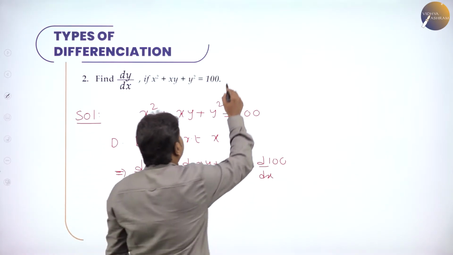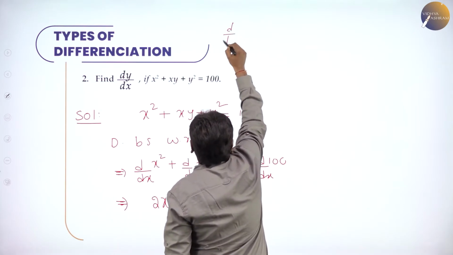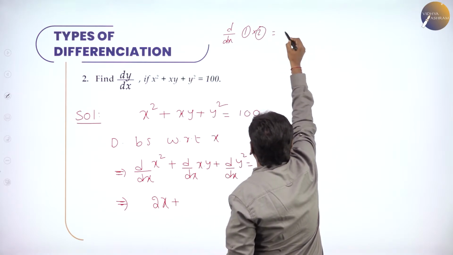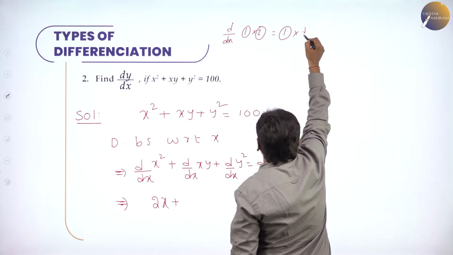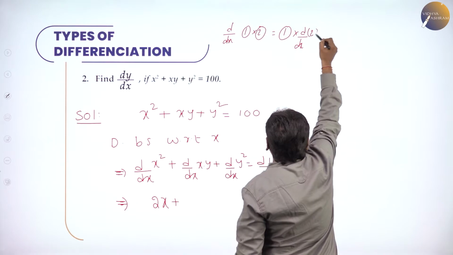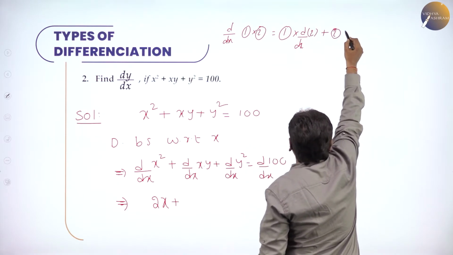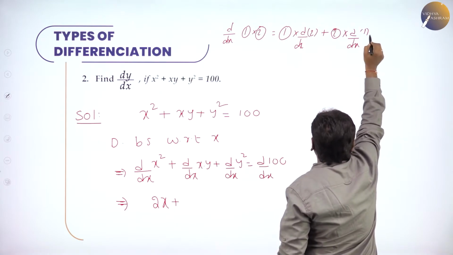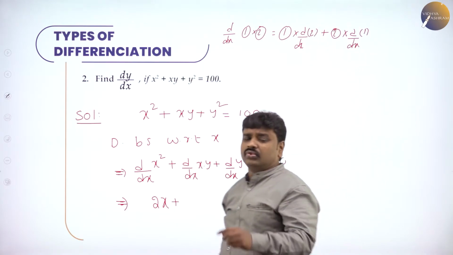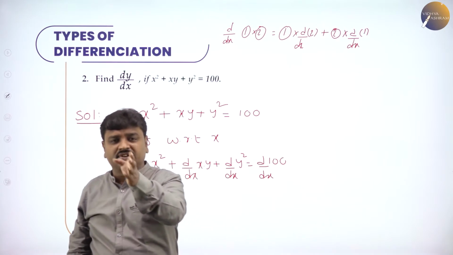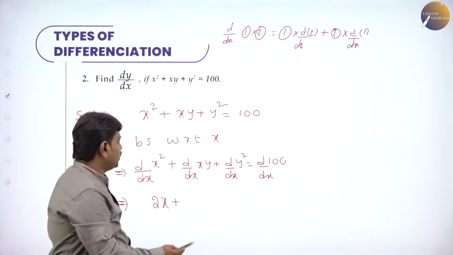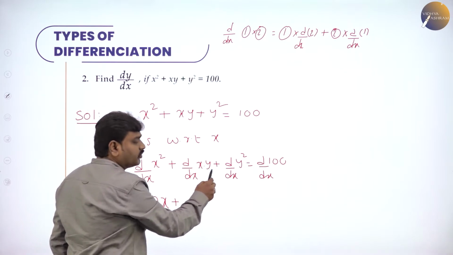So in my first basic class, I taught you whenever you have d by dx of first function into second function, if you have a product of two functions, we use the product rule. First into d by dx of second plus second into d by dx of first, or in UV rule, u into d by dx of v plus v into d by dx of u, or simply, first function into differentiation of second function plus second function into differentiation of first. So we have to use the product rule because we have a product of two functions.